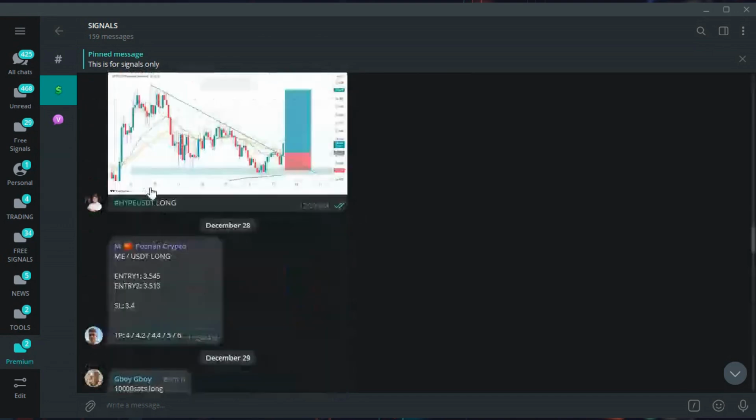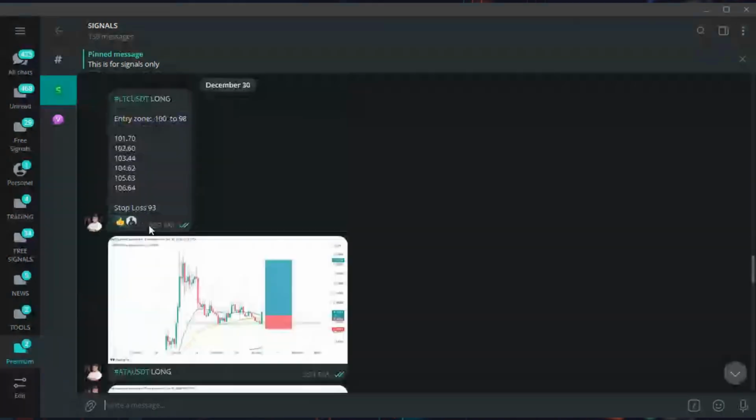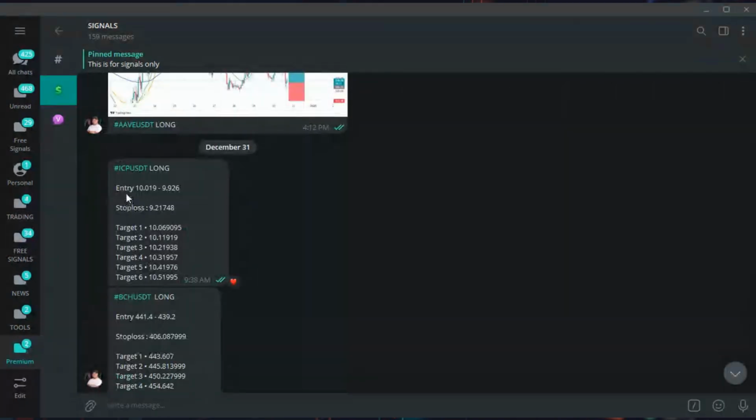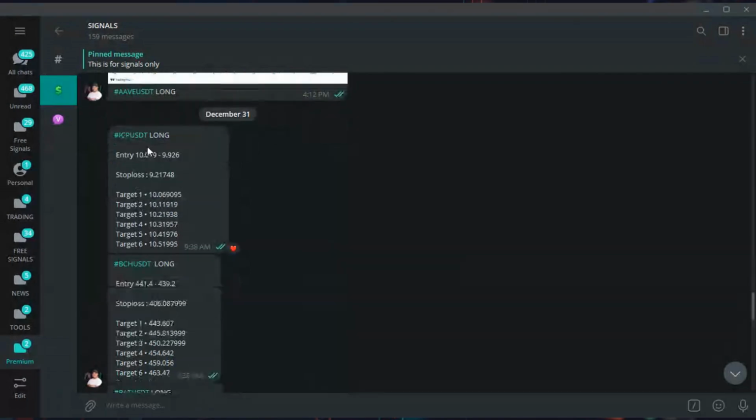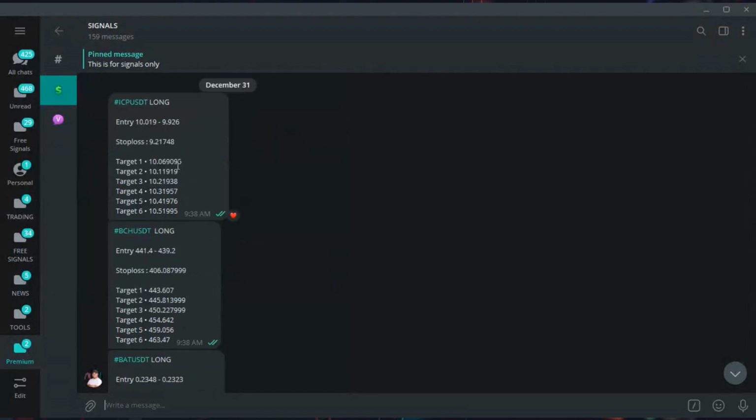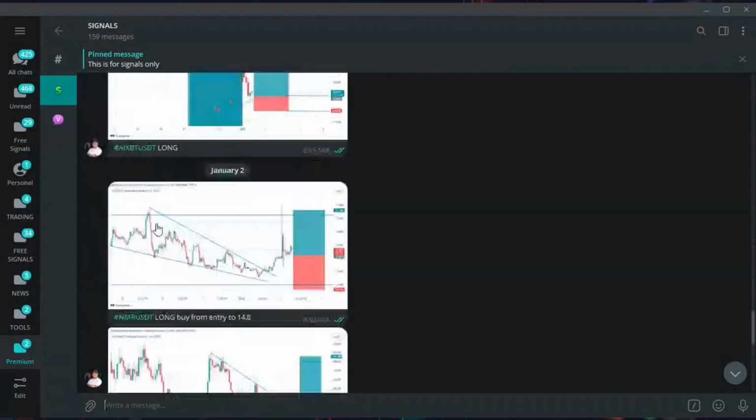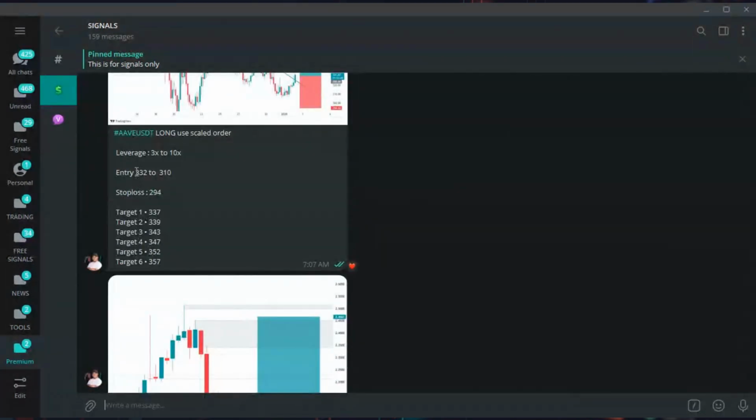The same thing with this particular one that was posted today. You see that there is an entering range, this one from 10 to 9. And there is another one here, from 3.32 down to 3.10. So this is the entering range. It means that you should use scale order to enter this trade. There's a video that teaches you everything about scale order.